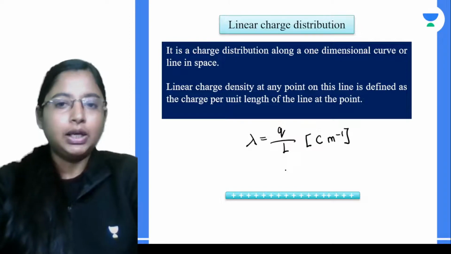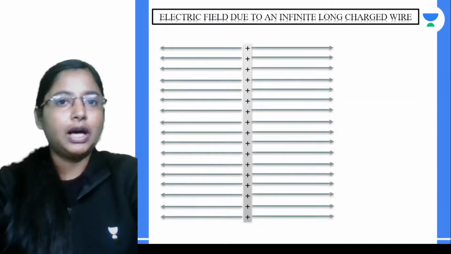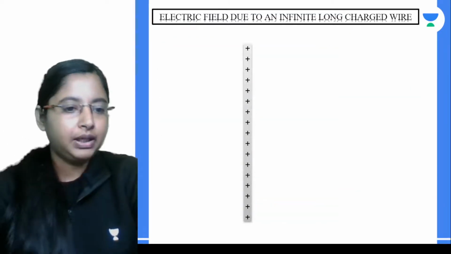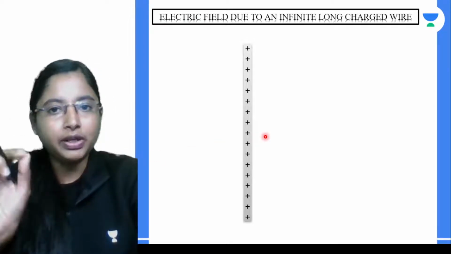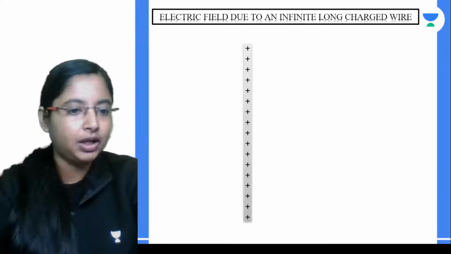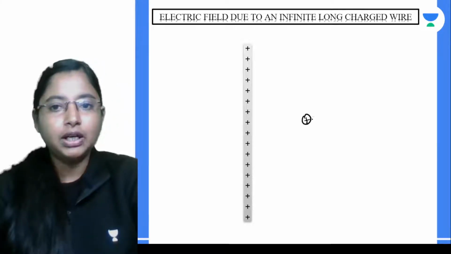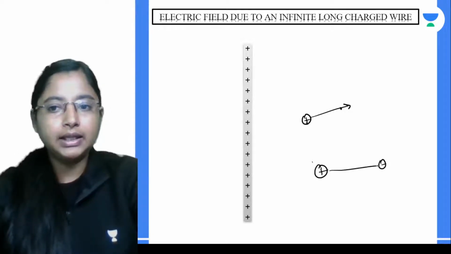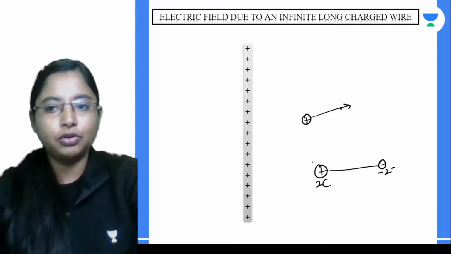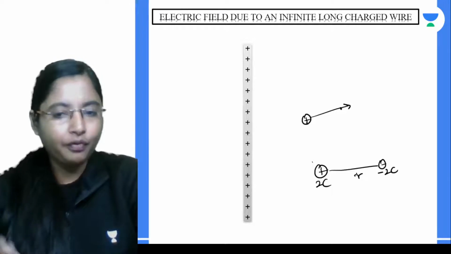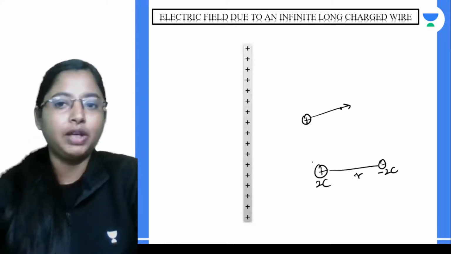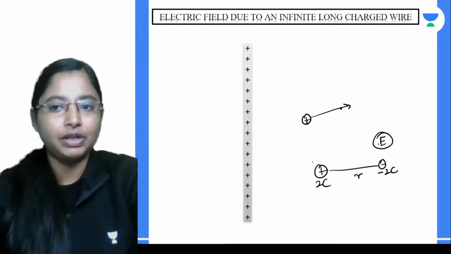Now let's do one application based on Gauss's theorem. Very simple. Till now we have done point charges. If you have a single point charge, we know how to find the field at a particular point. If we have a dipole, say 2 coulomb and minus 2 coulomb, equal charges separated by a distance, we also found the electric field, and it is easier.